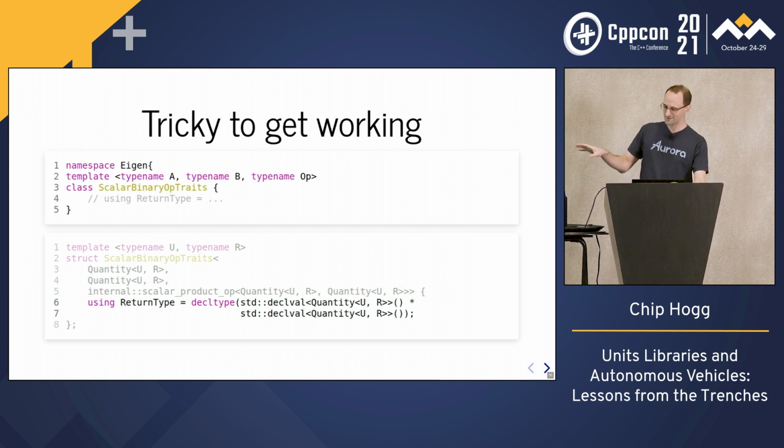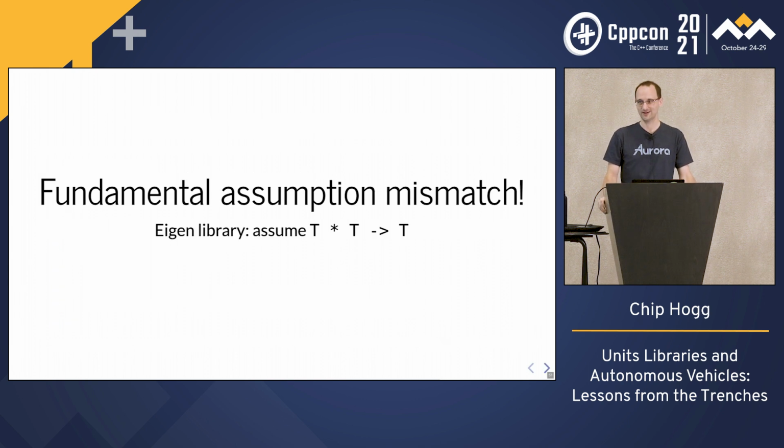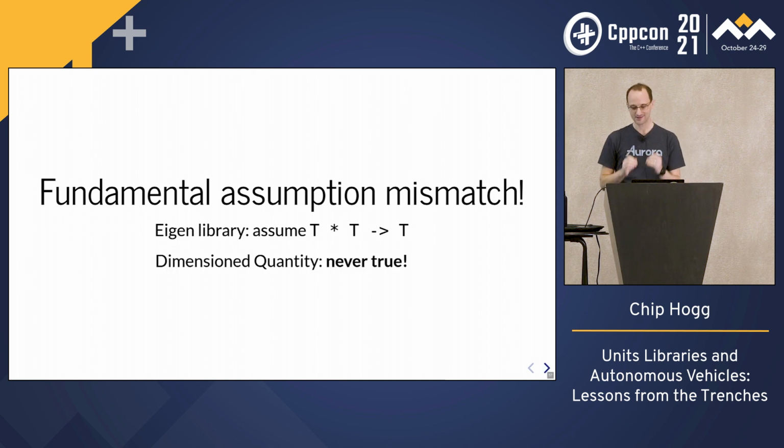Okay? This might seem a little weird. Like, why did we have to tell Eigen that the type of T times T is whatever the type of T times T is? Like, what did it think it was? Well, it thought a T times a T was a T. And this makes great C++ sense. And it is irreconcilably at odds with the fundamental defining properties of a dimensioned quantity. A length times a length is an area, not a length.